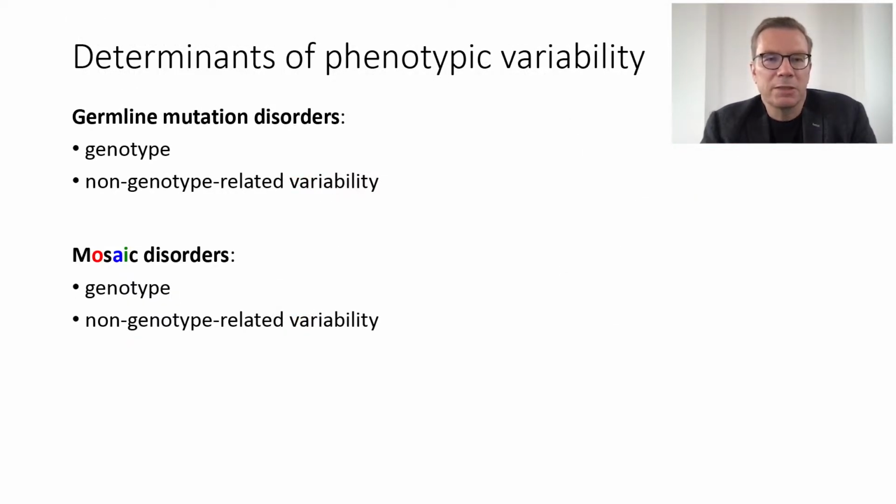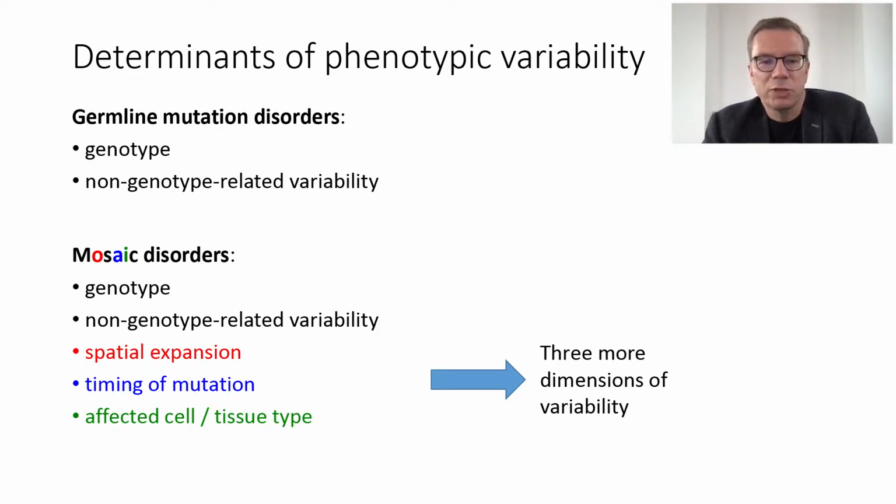So the determinants of phenotypic variability in germline mutation disorders or constitutional mutation disorders and mosaic disorders include, of course, the genotype and other non-genotype related variability. But in the case of mosaic disorders, the spatial expansion of the mutated cells or tissues, the timing of the mutation, and the affected cell or tissue type give us 3 more dimensions of variability.